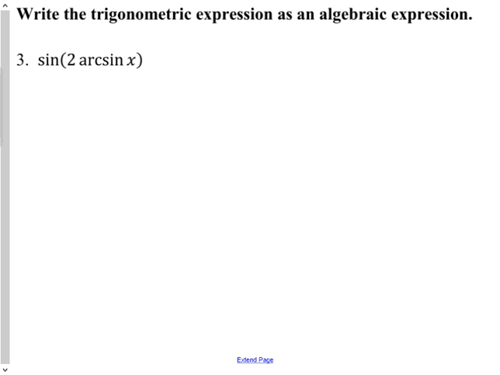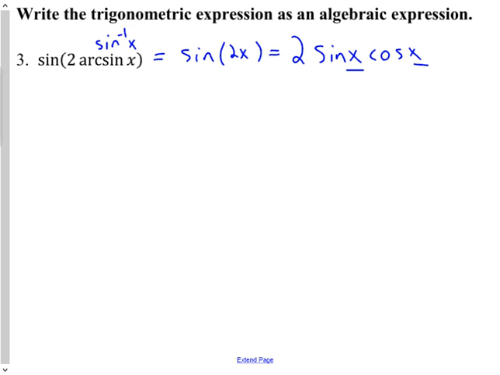Moving on, write the trig expression as an algebraic expression. Okay, so we've got sine of 2 sine inverse of x. We're just going to use the sine of 2x formula, which gives us 2 sine of x cosine of x. This time, instead of x, the x's are sine inverse of x. So writing it in first, 2 sine of sine inverse of x times cosine of sine inverse of x.